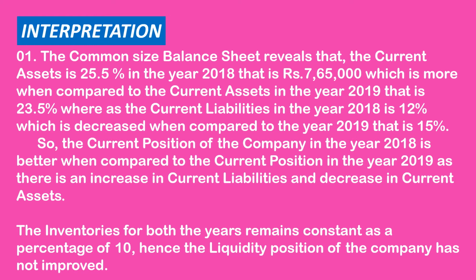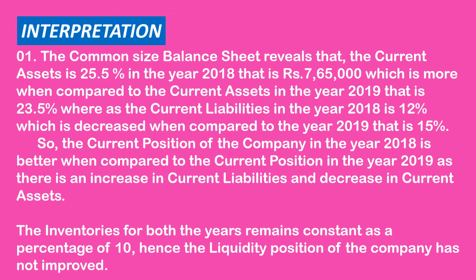That is 23.5 percentage. Whereas the current liabilities in the year 2018 is 12 percentage, which is decreased when compared to the year 2019, that is 15 percentage. So what is the explanation here? In the year 2018, that is better when compared to 2019. So in the year 2018 also it was bad, but when you compare to 2019, it has gone down completely in the year 2019.